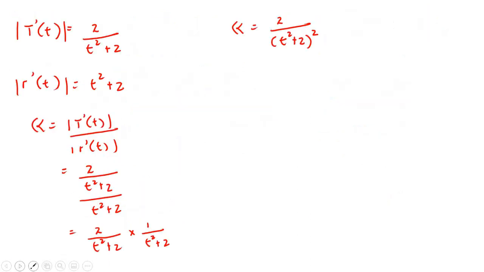The curvature using the second formula is magnitude T prime t divided by magnitude r prime t. You get 2 over t squared plus 2 to the power 2.